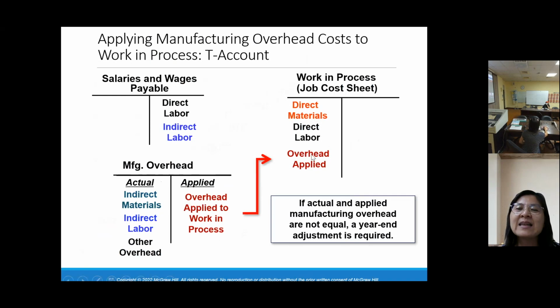When you apply the overhead, that applied overhead goes to your work in process. To understand this concept: when you apply your overhead rate, you increase your work in process. That means you include the cost in your products. And for the applied overhead, you reduce your manufacturing overhead. When the actual and applied manufacturing overhead are not equal, a year-end adjustment is required. At the end of the year, we compare the actual manufacturing overhead to the applied manufacturing overhead. If they are not the same, you have to do a journal entry to adjust the two accounts. Okay.